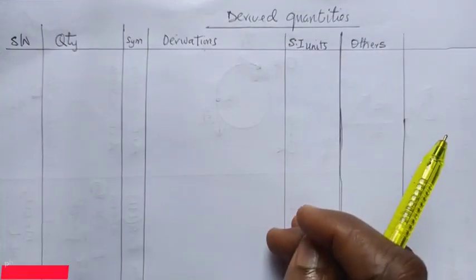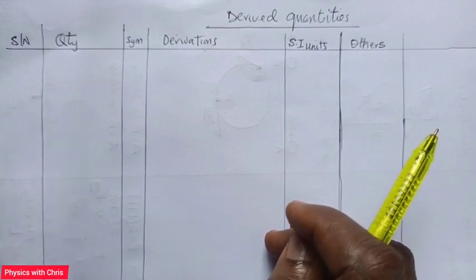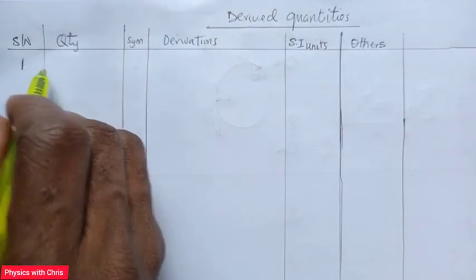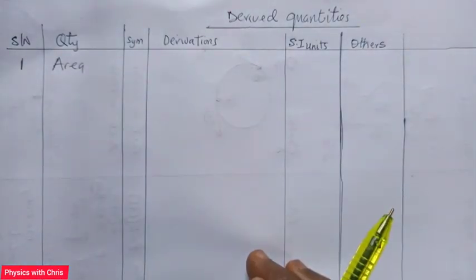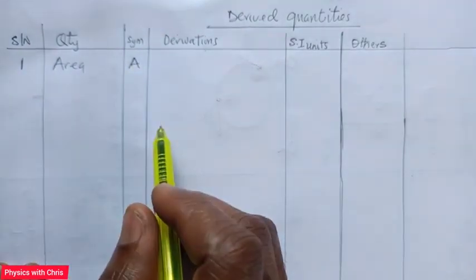Okay, people, I'm going to be looking at some of the derived quantities in this video and showing you how to derive them. I want to start with area. The area of a plane figure, a plane shape, is defined as the product of two lengths. So let's call the symbol A.